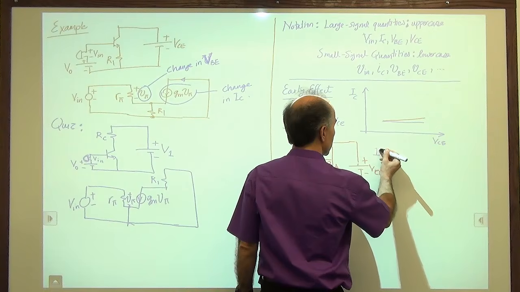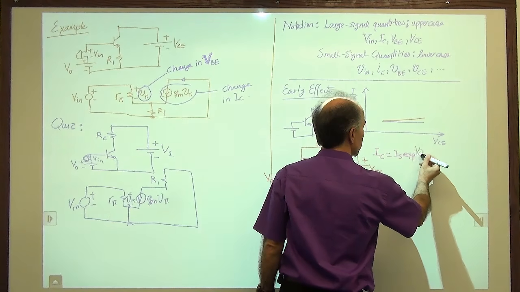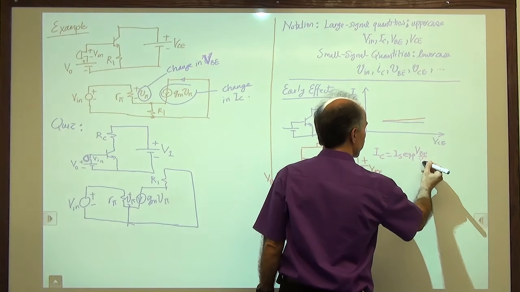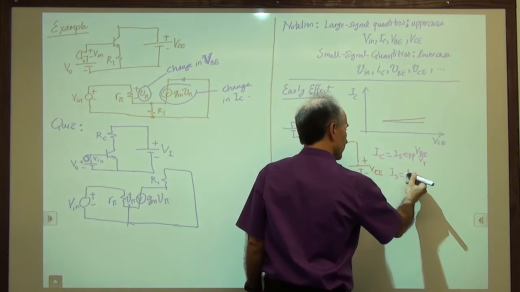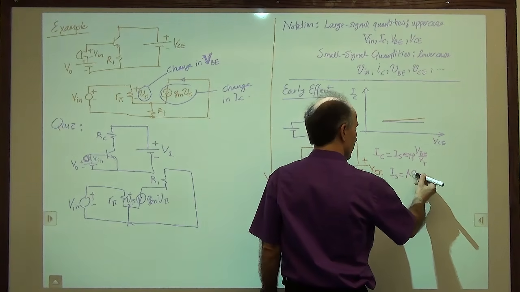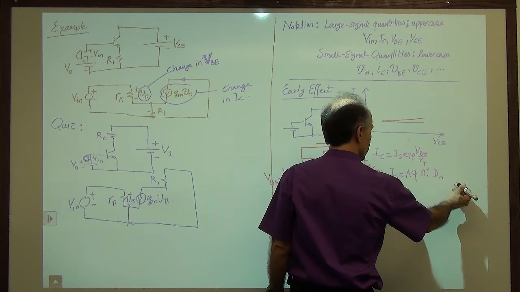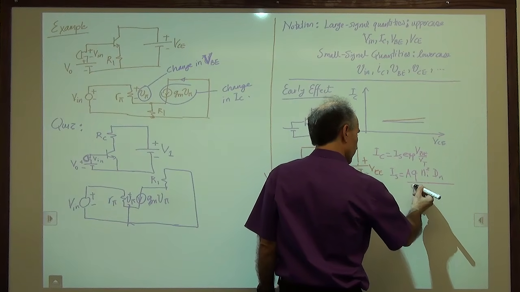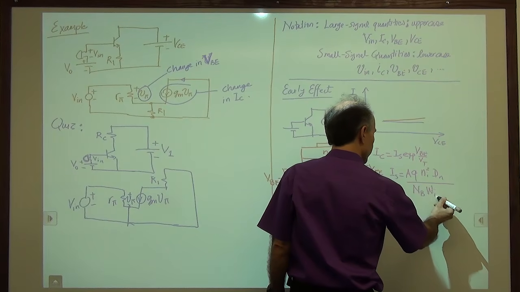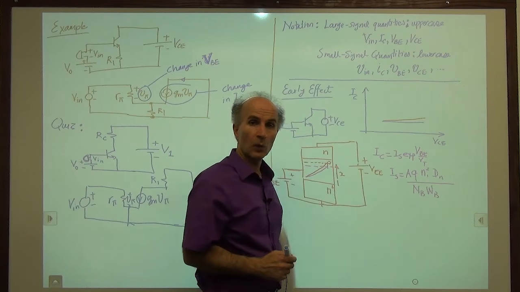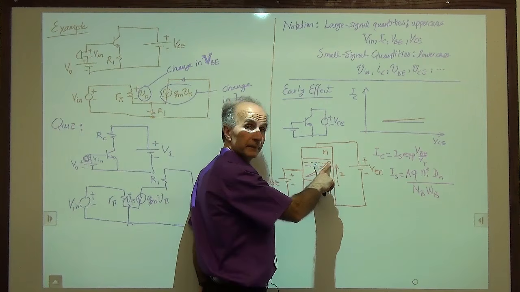Remember that we have IC is equal to IS exp of VBE over VT. And we said that this IS is given by the area times Q, charge of the electron, Ni squared, times DN, diffusivity of electrons. And then we had the doping in the base, and then we had WB. If you remember, WB was the base width, meaning from here to here.